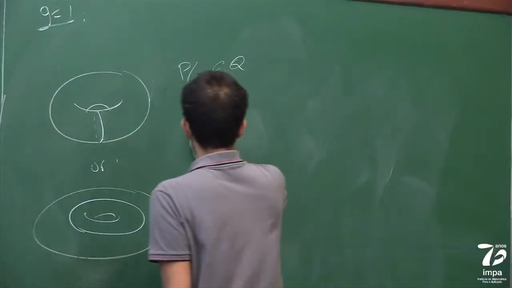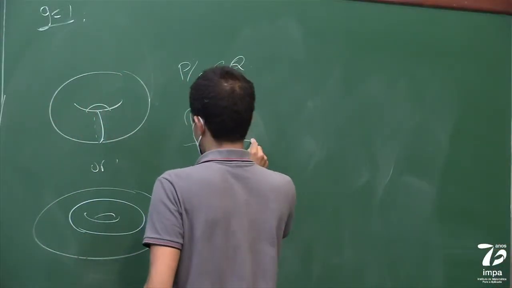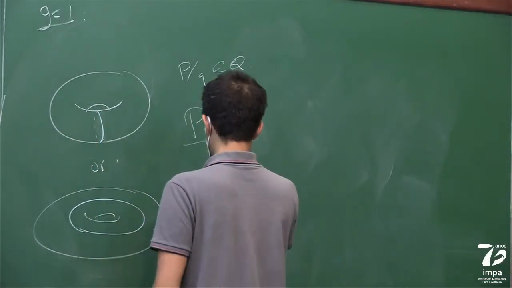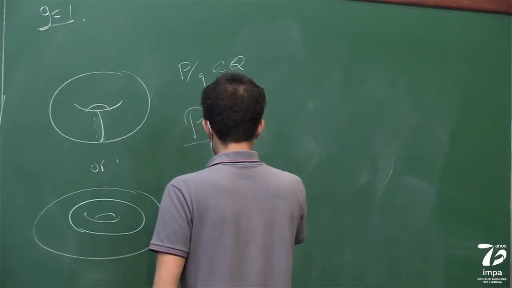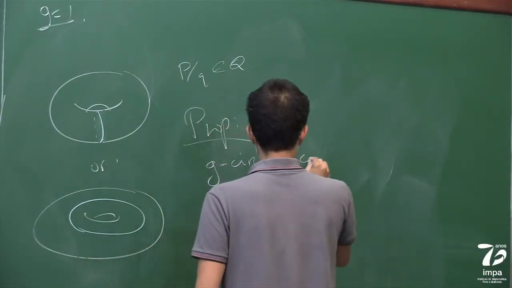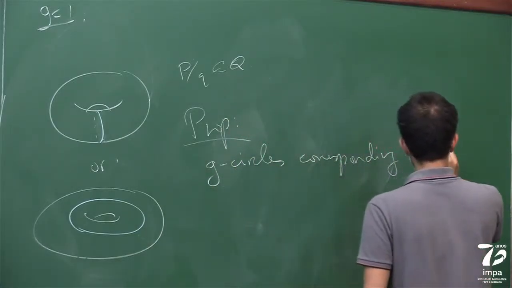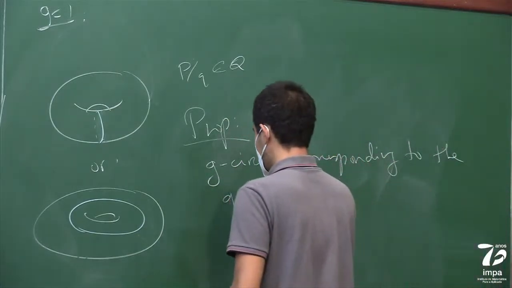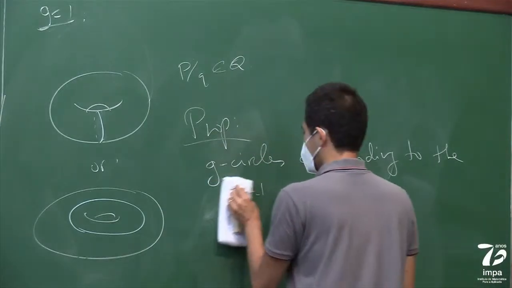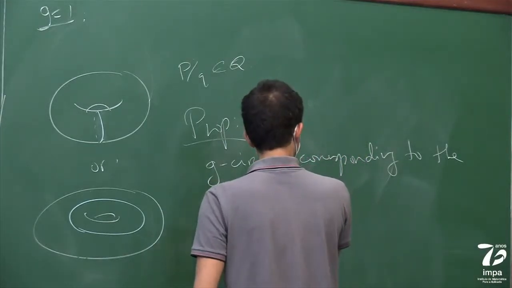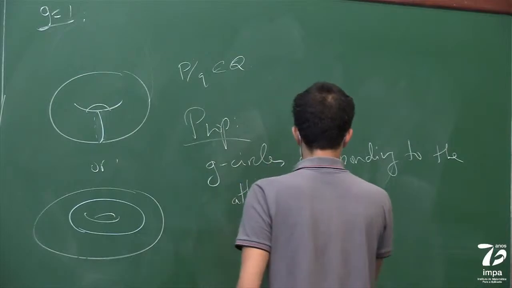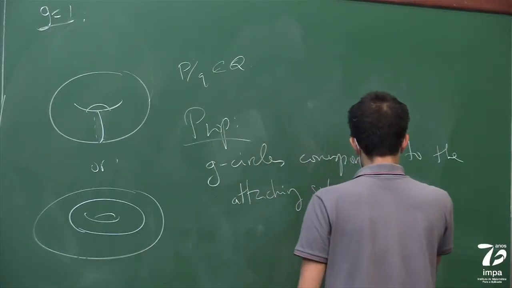So maybe let me write the proposition. When you look at the image of these circles, so you have the G circles corresponding to the G two handles, to the attaching spheres of the two handles.